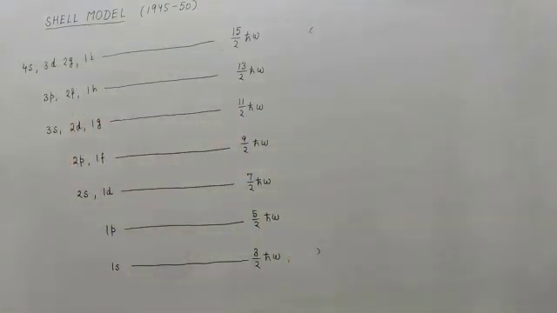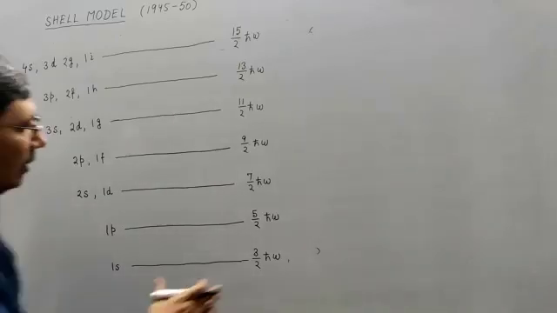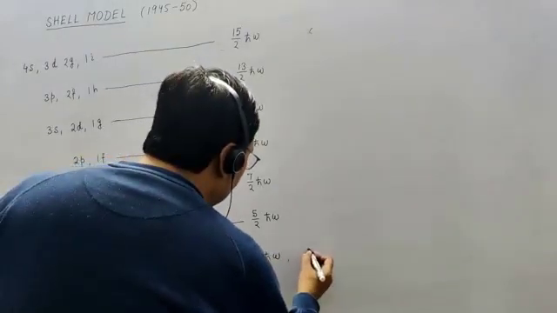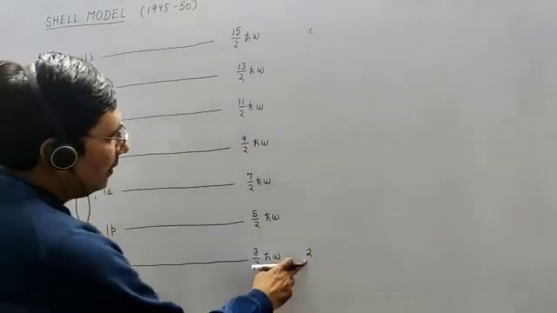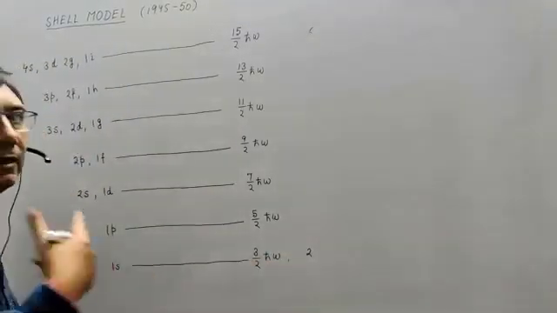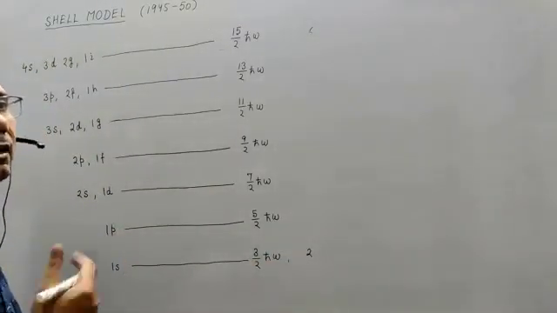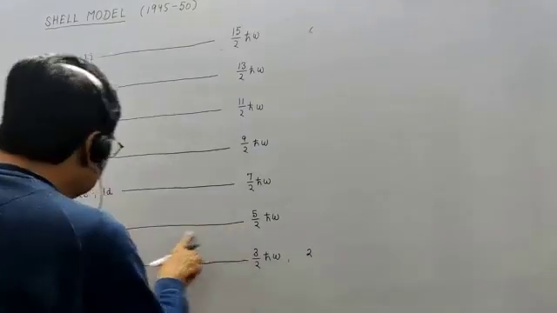In 1s, what will be the maximum number of protons or neutrons that can be in the 1s sublevel? This will be just 2. Inside this we can have only 2. So this level will be completely filled if in this level we have either 2 protons or 2 neutrons.